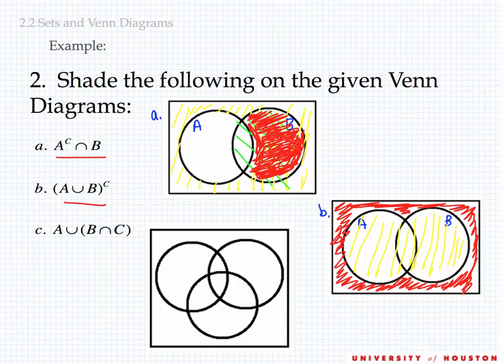And last, I have three sets, A, B, and C. First, I'm going to shade what's in the parentheses, B intersect C. The place that B and C have values in common would be right here. Union that with A: all of this yellow and everything that's in A, which I'm going to shade in green. Both of these together make up my answer. So everything in here and here.